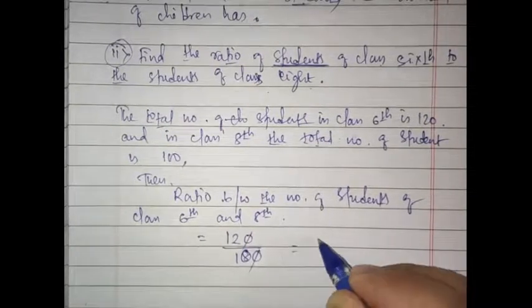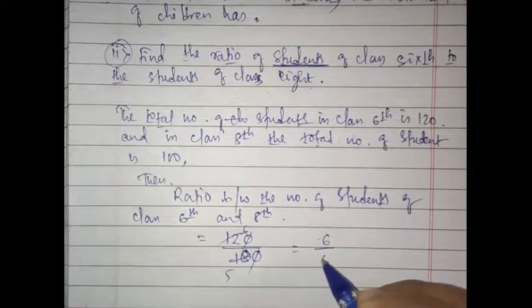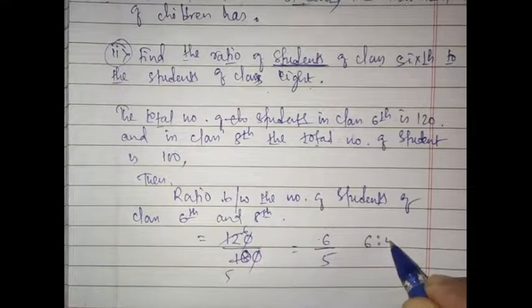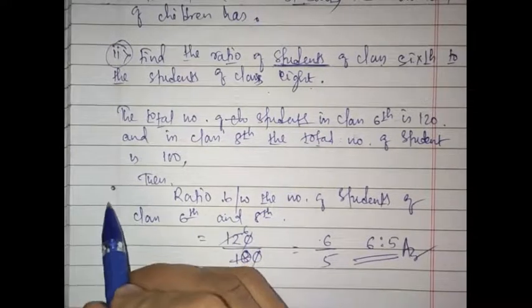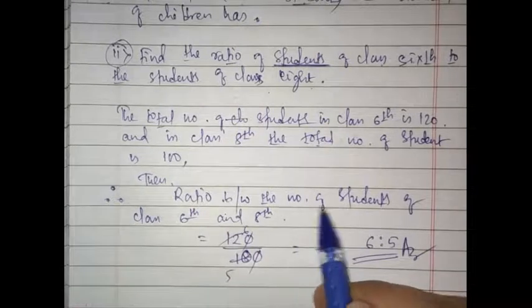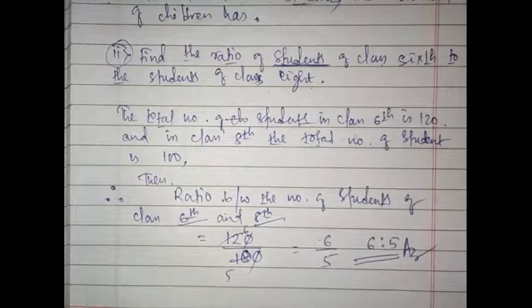0 gets cancelled out. 2 6s are 12, 2 5s are 10. It is 6 by 5. So the ratio is 6 is to 5. So you can write therefore the ratio between the number of students of class 6th and class 8th is 6 is to 5. Alright.